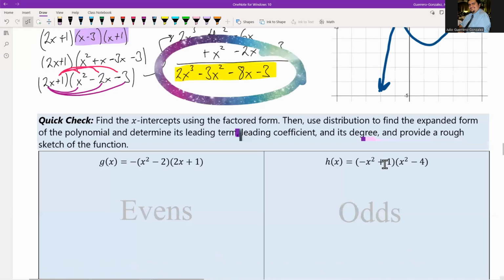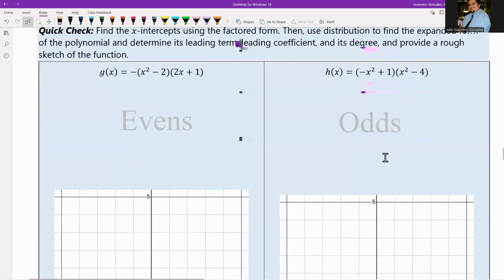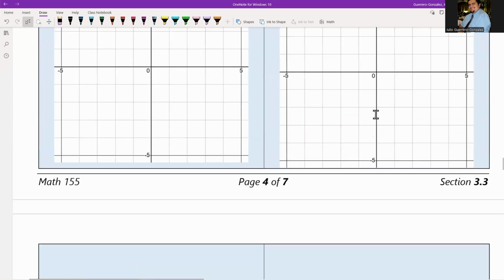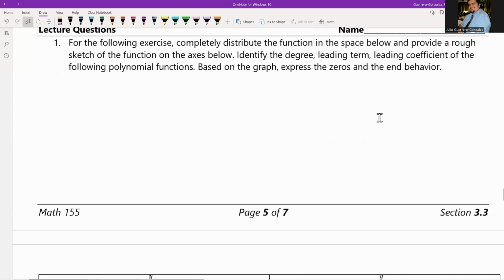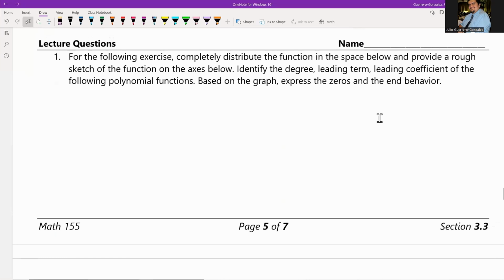Okay, I've got some quick checks for you guys to do. We'll do these in class, okay? Give you guys some time to practice with them. After that, I think it is lecture questions, okay? If you have any questions about this, ask me during class. Besides that, happy studying.